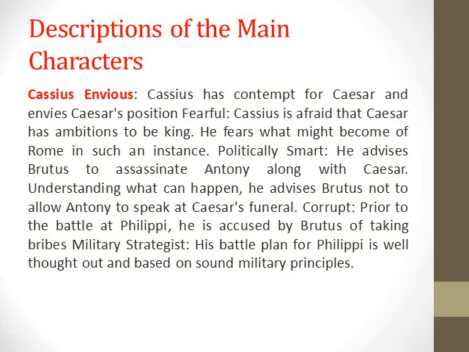Cassius, envious: Cassius has contempt for Caesar and envies Caesar's position. Fearful: Cassius is afraid that Caesar has ambition to be king. He fears what might become of Rome in such an instance. Politically smart: he advises Brutus to assassinate Antony along with Caesar. Understanding what can happen, he advises Brutus not to allow Antony to speak at Caesar's funeral. Corrupt: prior to the battle at Philippi, he is accused by Brutus of taking bribes. Military strategist: his battle plan for Philippi is well thought out and based on sound military principles.